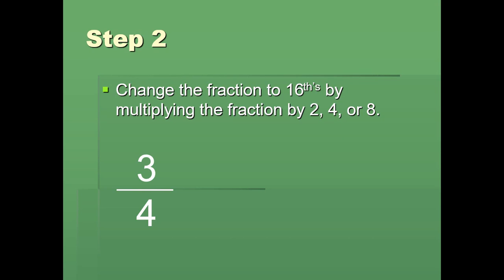So we look at the bottom number, in this case it's 4, and we ask ourselves, is 2 times 4 16? Nope. Is 4 times 4 16? Yep. So we're going to multiply the top and bottom by 4. When we do this, we come up with the fraction 12 sixteenths. 12 sixteenths is the same as 3/4, just broken down into smaller parts.